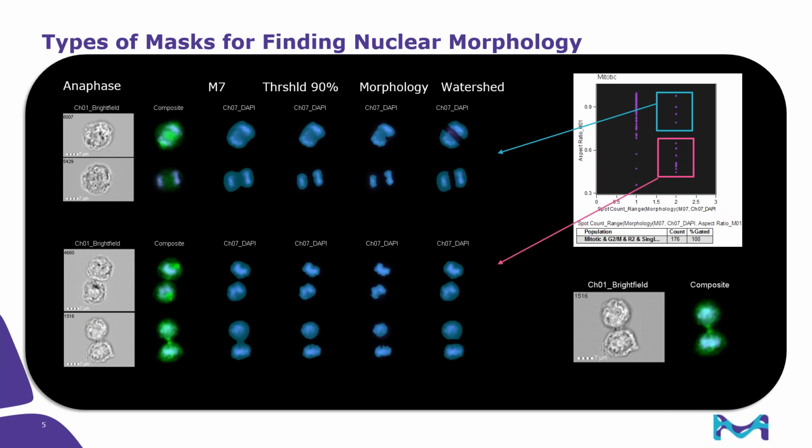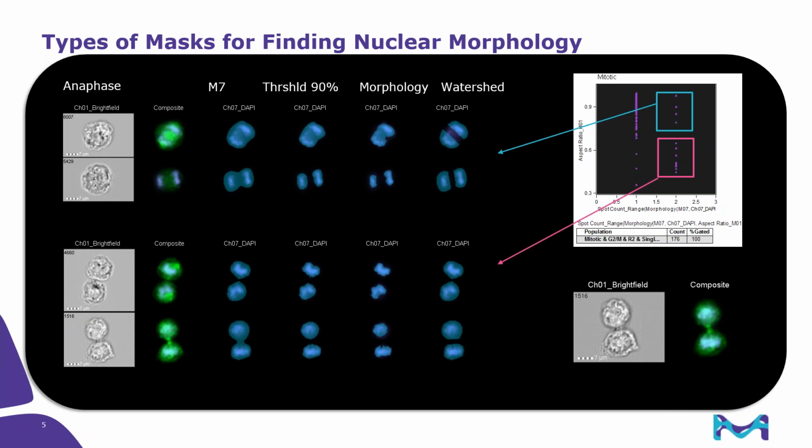So this is a quick comparison that shows our current masks along with the watershed masks. So you can see the default mask is M7. If you apply an intensity threshold to the masking at 90%, you can discriminate two chromosomal centers in anaphase cells, and the watershed mask also does a nice job of separating those two cells out.